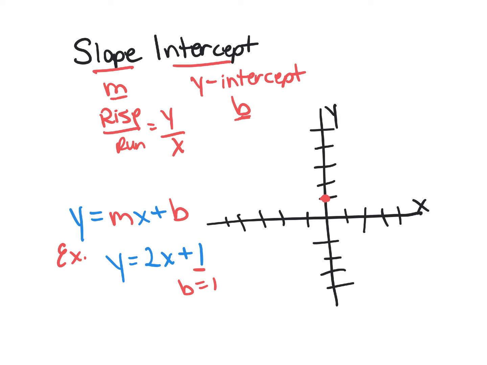Okay? Then the next thing that we're going to look for is the slope, which is the number that is in front of x, that is multiplied with x. It is the coefficient of x. That's the math term. So it's 2 over 1. So I'm going to go up 2 points, 1, 2. And I'm going to go over 1, and I'm going to put that point, and I'm going to draw my line. Okay, let's do another one.